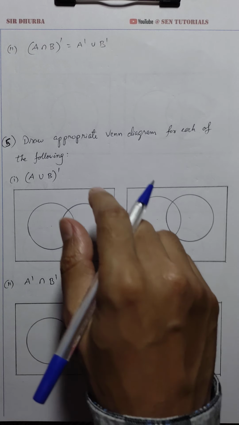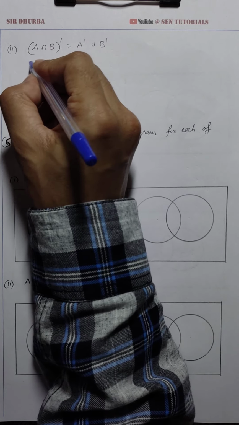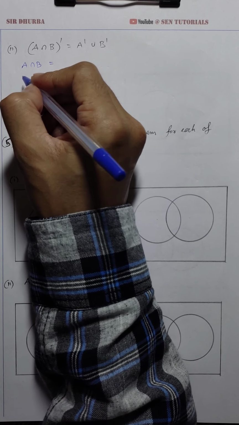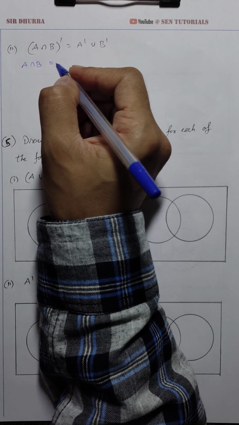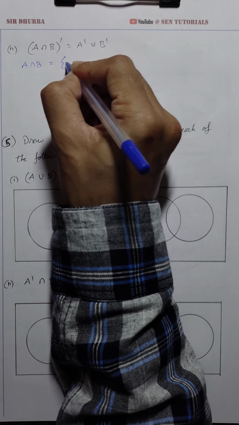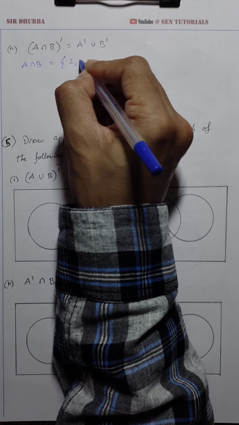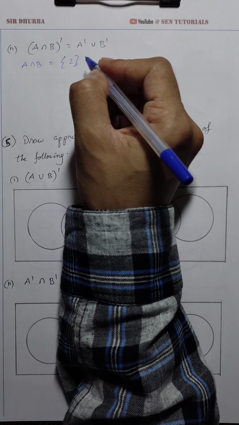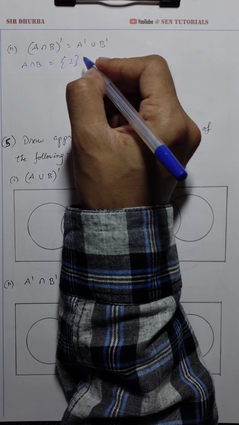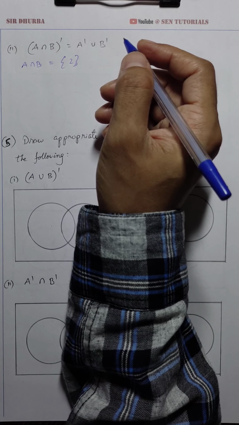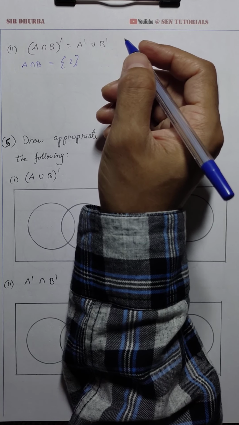Second one, A intersection B. So let's first find out A intersection B. What were the sets? A and B. So A intersection B, we have only 2, isn't it? We have only 2.